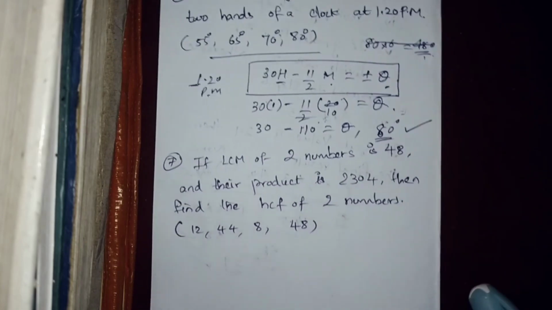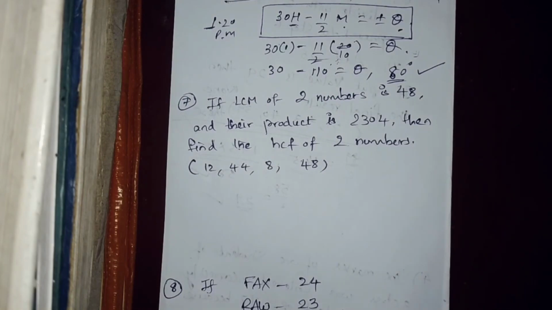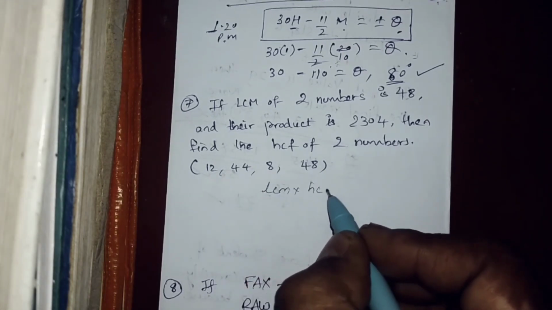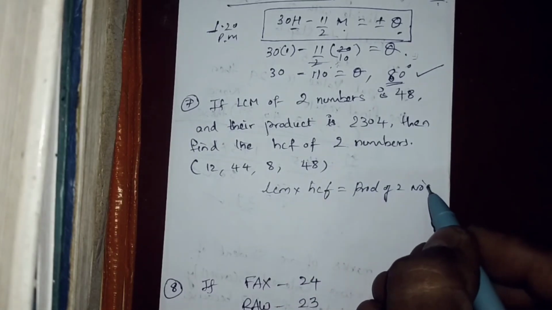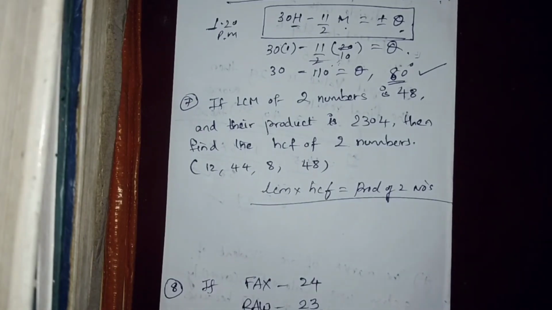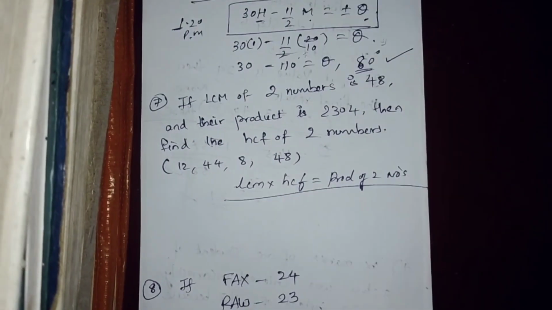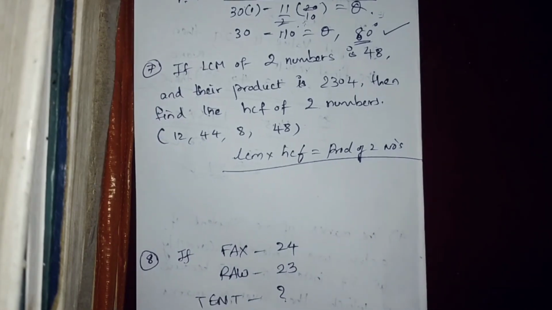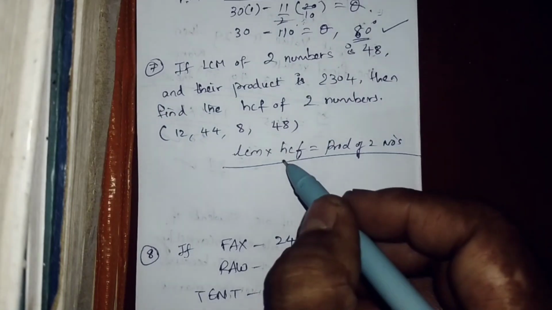We are going for the next one. LCM of two numbers is 48. Their product is 2304. Find the HCF. You should know that LCM into HCF is called product of two numbers. If the LCM of two numbers is 48 and the product is 2304, find the HCF of the two numbers.